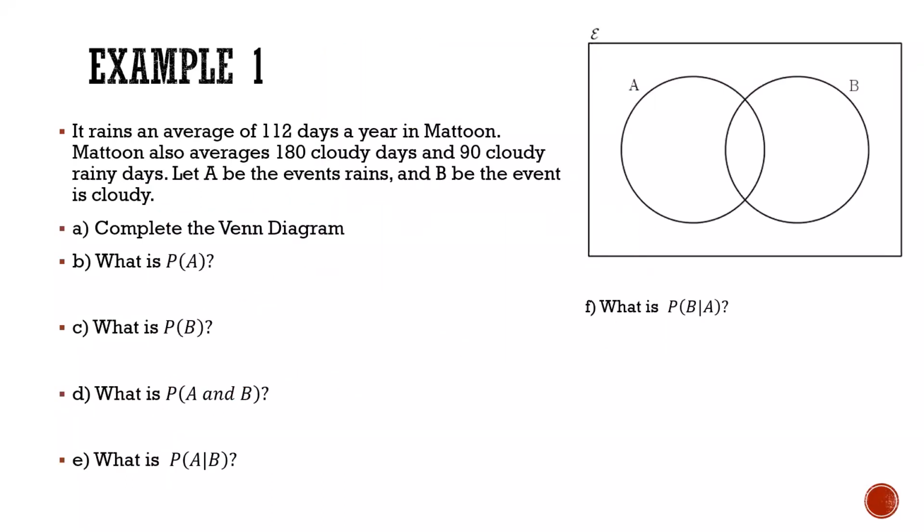Now, that was the complement part of the lesson. Let's focus on the important part. Conditional probability, right? So conditional probability, I told you, is the probability that one event occurs given that another event occurs. So here's a Venn diagram, right?